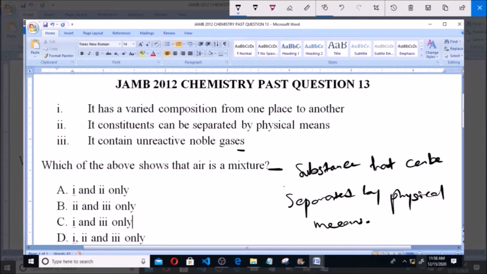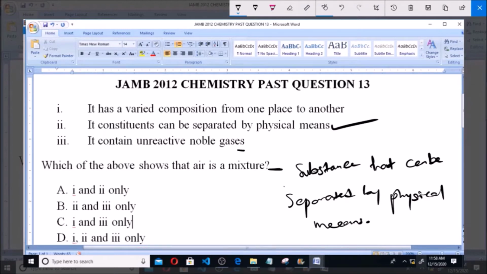It simply means that a mixture comprises various substances, and these various substances are in different compositions, and that is why the composition of a mixture varies from place to place. Also, a mixture does not contain reactive substances, because if a mixture contains reactive substances, when they react together, it is no longer a mixture, it becomes a compound, because a compound consists of substances that react chemically with each other. So looking at this, from the statement already, mixtures are substances that can be separated by physical means. It simply means that II is correct, because its constituents can be separated by physical means.